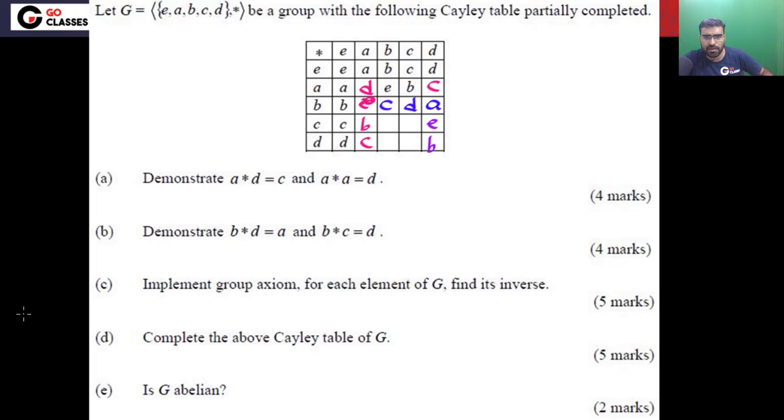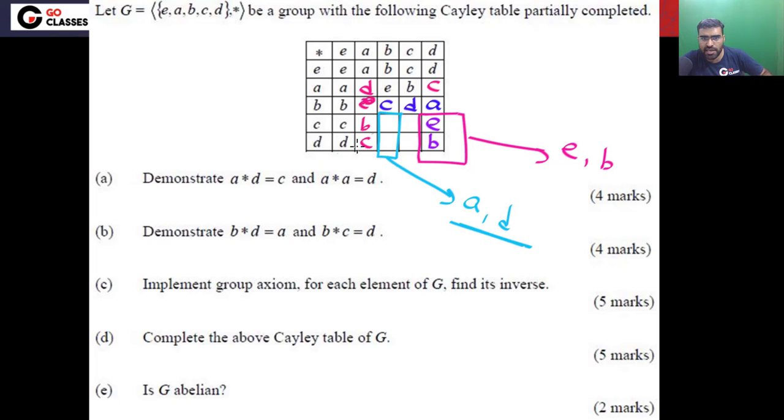Now you tell me the remaining. If you check this row, you can see B, E, C is already there. So I can say A comma D, this is the possibility. Now you tell me, A comma D possibility is there.